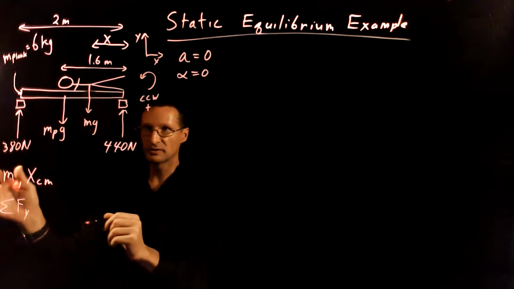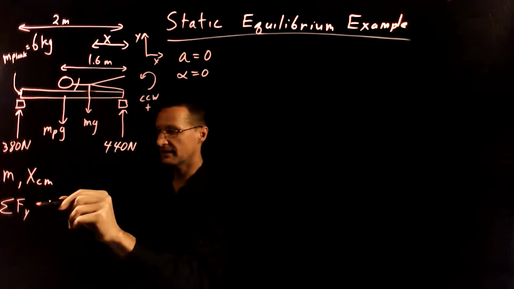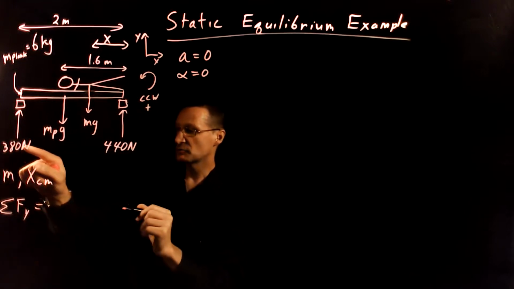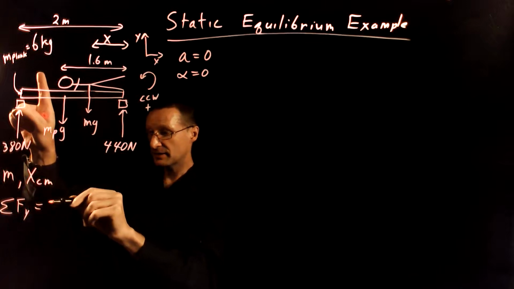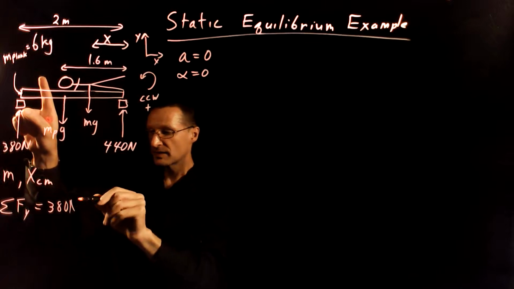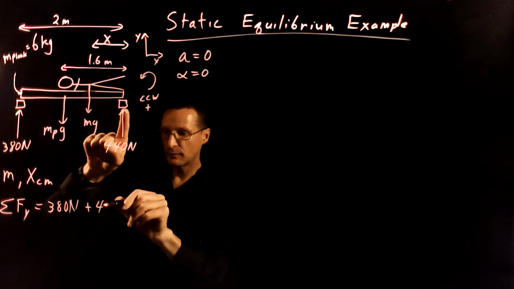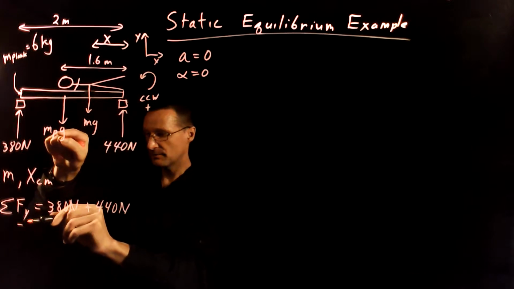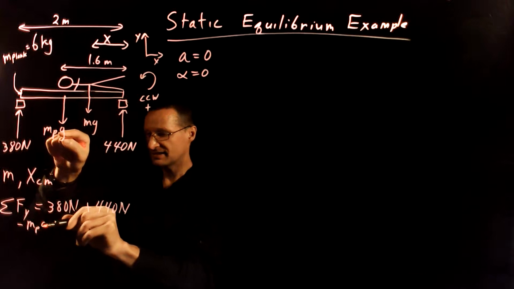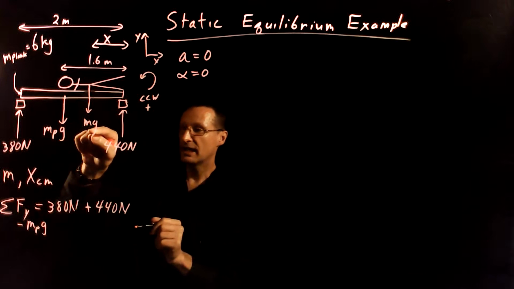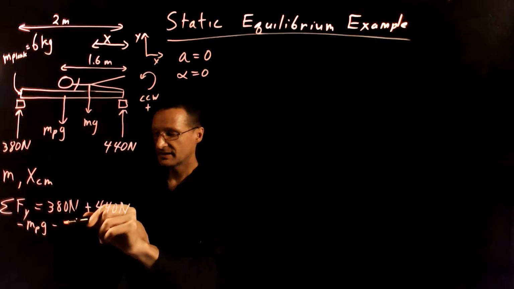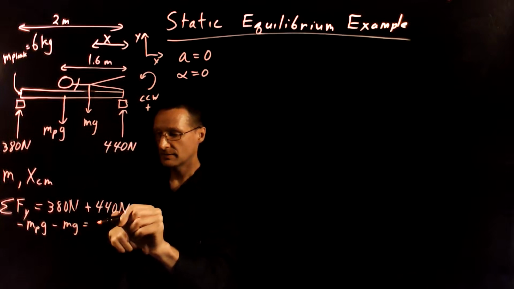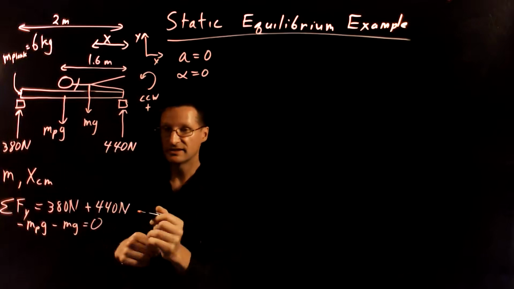There's no forces in the x direction, so there's no point in doing that. The forces in the y direction will be this positive 380 Newton force, this positive 440 Newton force. We'll have the weight of the plank down. That's negative because it's down. And we have mg, which is also down. That's our unknown force here. And those are the 4 forces. So I set those equal to 0.